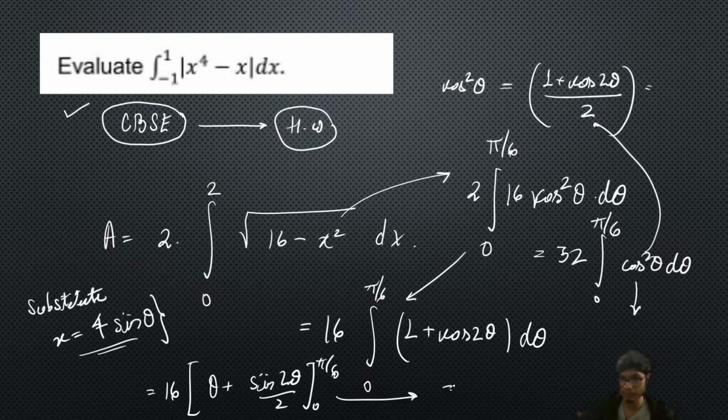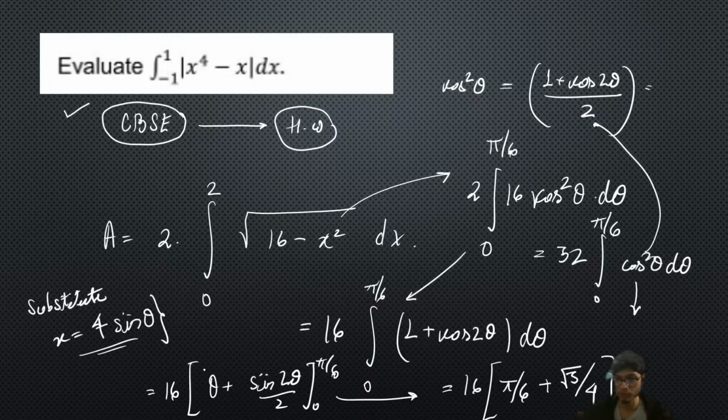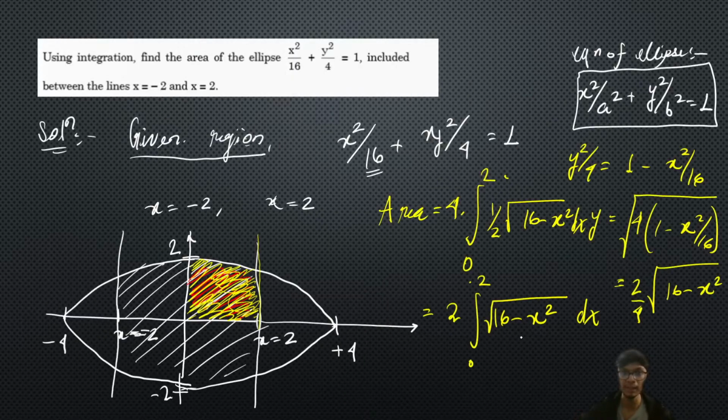And if we evaluate it, we will get the required answer as 16 times pi by 6, and if we put pi by 6 over here, it's going to be sine of 60, that is root 3 by 2, so plus root 3 by 4, right? And if we put 0, it's going to be 0, so that is going to be the required result for the area of this particular ellipse, right? Is it clear? I hope this part is clear to all of you.